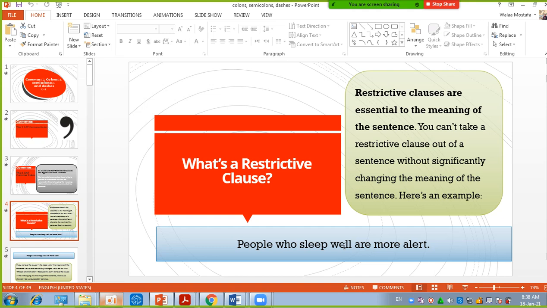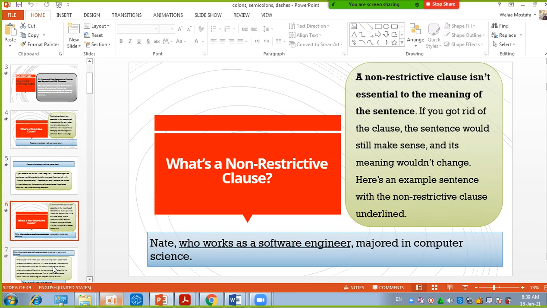No. Guys who couldn't answer the question, I'm repeating it again for you, and Kamal too, maybe you didn't attend the session yesterday. So who sleep well is a clause I cannot omit from the sentence, so it's a restrictive clause, the essential clause. I have to keep it in the sentence, and I cannot put it between two commas. What about another one, the non-restrictive? This is another sentence.